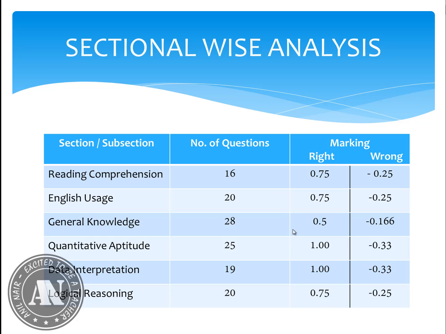By looking at this slide, there are 2 sections which will give you 1 mark per right answer. So maximizing your number of attempts in quantitative aptitude and data interpretation would have fetched you good marks. What was your number of attempts, Sareen, in quantitative aptitude? I attempted 20 questions in quantitative aptitude out of 25, and took around 30 to 35 minutes. 30 to 35 minutes for 20 questions. Right. Kalyan? Even I attempted around 20 questions. Okay. And I took around 30 minutes.